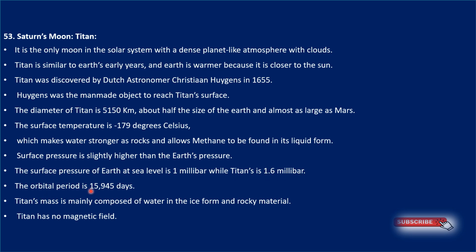The orbital period is 15.945 days. Titan's mass is mainly composed of water in the ice form and rocky material. Titan has no magnetic field.